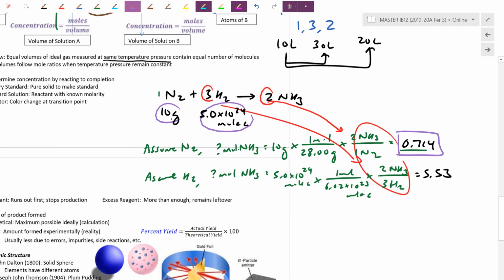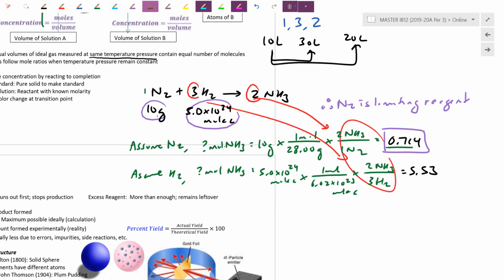Give me some concluding statement. Usually I say then, based on these numbers, therefore the 10 grams of N2 ran out, N2 is then called the limiting reagent. Reagent is a fancy word for reactant. And then they might ask you how many moles were formed. It's just going to be the smaller number. I started off with no moles of NH3. By the time I produce 0.714 moles of NH3, the N2 has run out. The production stops. I can't make any more product.